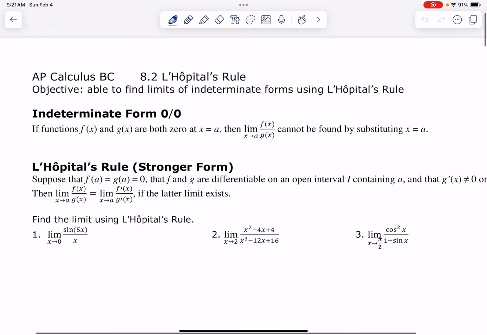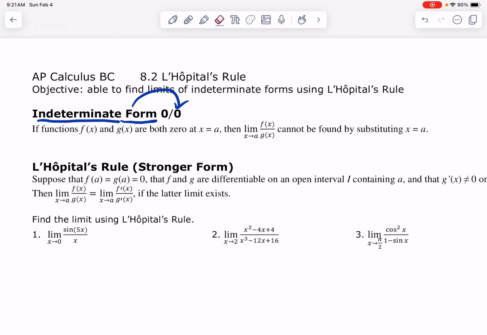What we want to first define is what an indeterminate form is. That's when you have something like 0 divided by 0. It's not 0, it's undefined, because you have nothing divided by nothing, which goes into exactly nothing. So in an indeterminate form, if functions f of x and g of x are both 0 at x equals a, then the limit as x approaches a of f of x over g of x cannot be found by just substituting in the value of a for x.